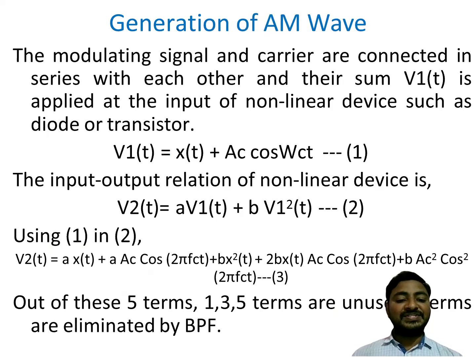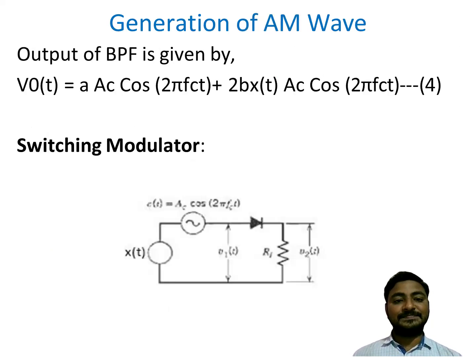In this equation, the above signal is passed to the band pass filter. This band pass filter passes a certain band of frequencies and eliminates the rest of the frequencies. The above signal contains 5 terms; the 1, 3, 5 terms are unwanted terms. The band pass filter eliminates the 1, 3, 5 terms.